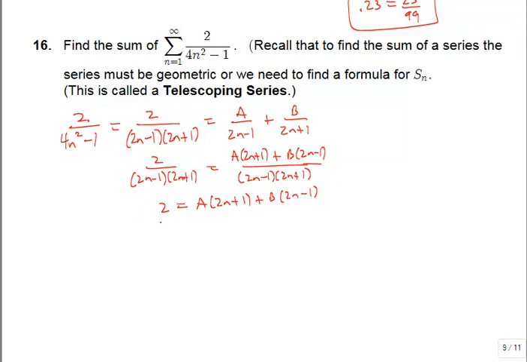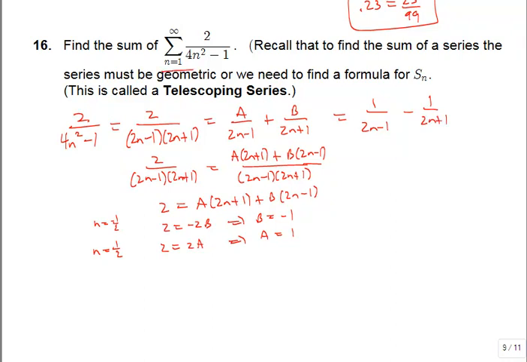Now if I let n equal negative 1/2, which is going to make this 0, then 2 times negative 1/2 is negative 1. Negative 1 minus 1 is negative 2, and we'll get 2 equals negative 2B, so B must be negative 1. If I let n be positive 1/2, that's going to make this factor go to 0. 2 times 1/2 is 1, 1 plus 1 is 2, so we'll get 2 equals 2A, so A is positive 1. So that means this is the same as 1 over 2n minus 1 minus 1 over 2n plus 1.